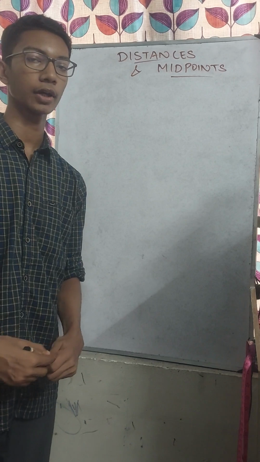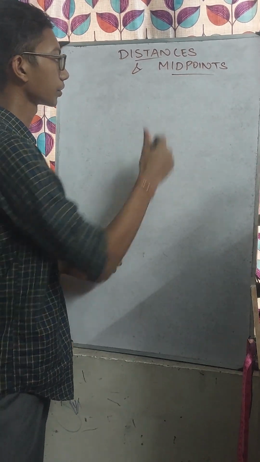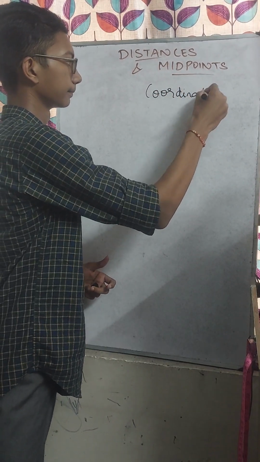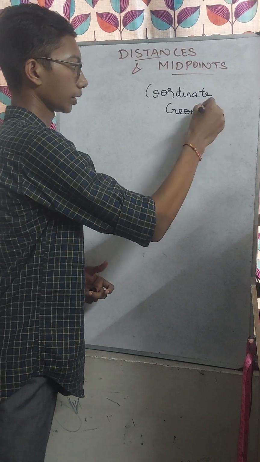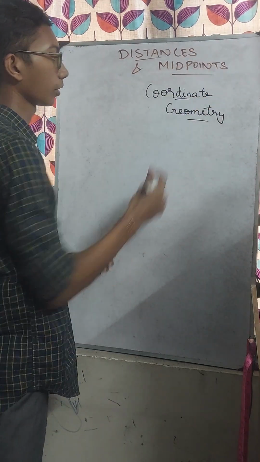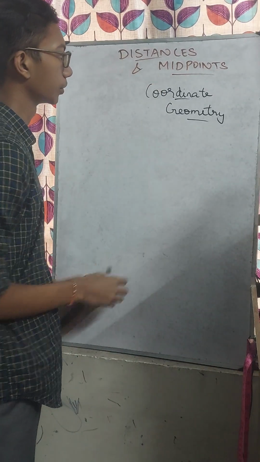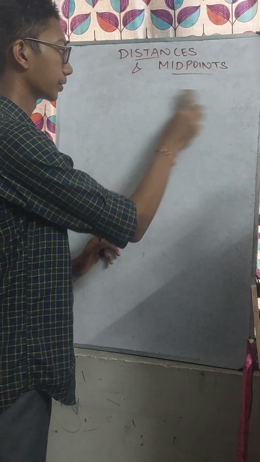In this video, we have very important topics. We have two important topics which revolve around coordinate geometry. When you are dealing with coordinate geometry, these two topics are really basic. So that's what we are going to see today. The topics are distances and midpoints.